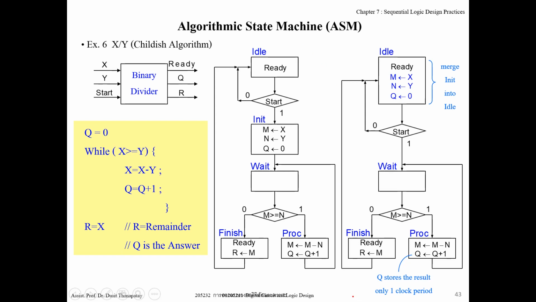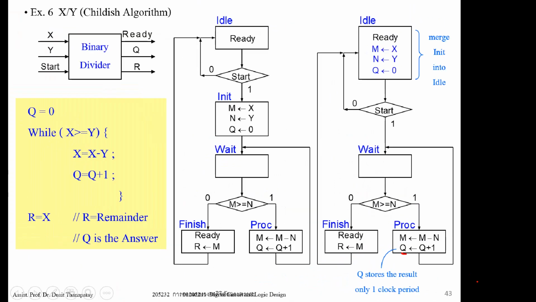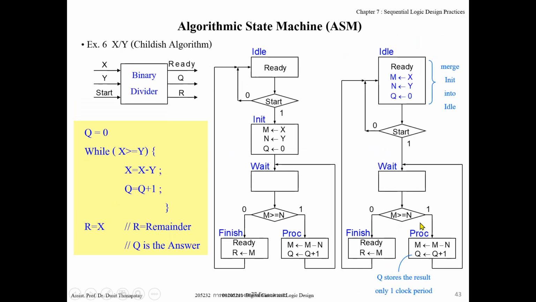Anyway, some problems occur if you use this. The result Q. When you finish the calculation, go to this one. When the clock ticks, it goes to state idle, right? Now, if the clock ticks again, what happens? The result in Q is then cleared by this operation. That means the result of the division is now cleared also. That means the result in Q you cannot use, right?